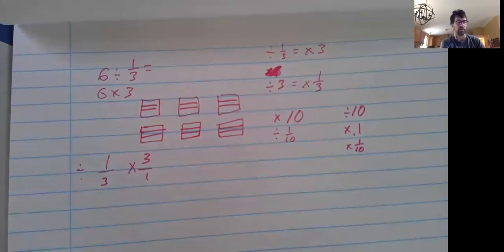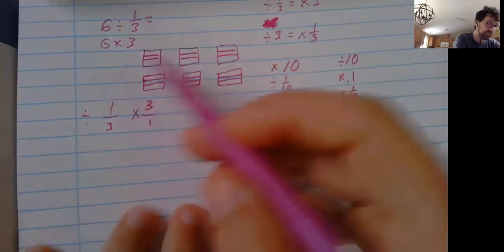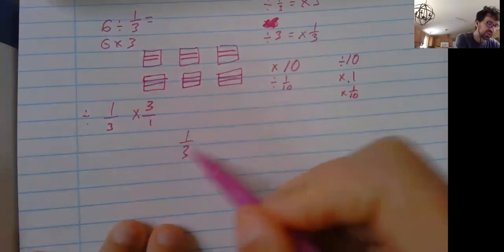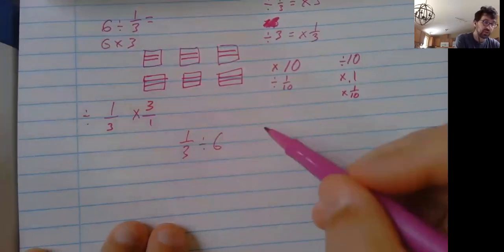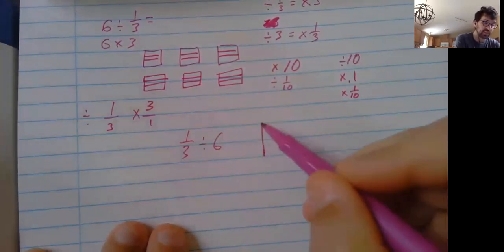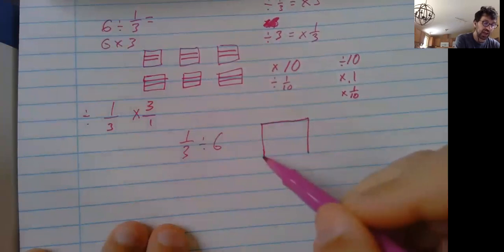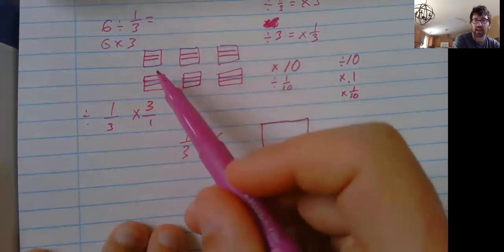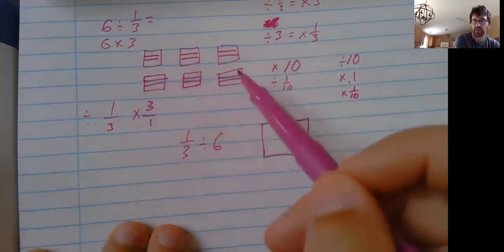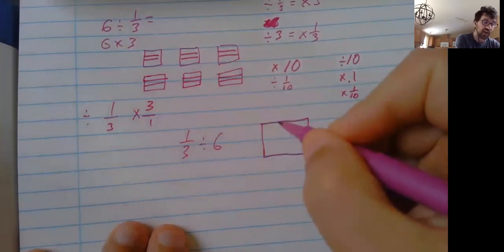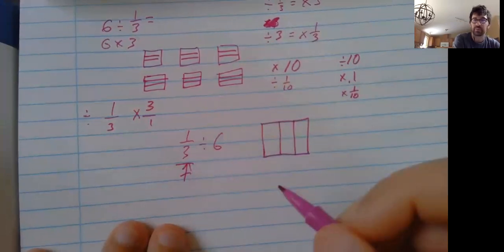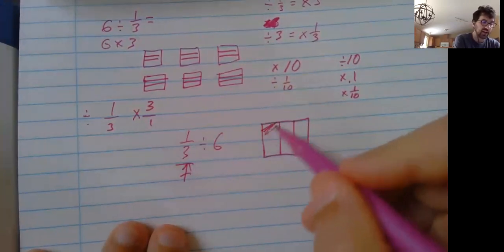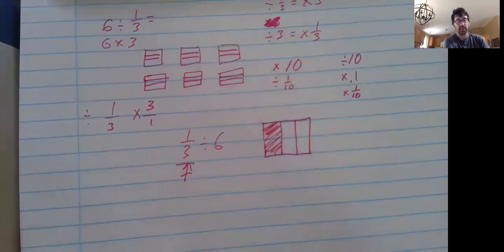Now let's say we have this problem, 1/3 divided by 6. When I look at this problem, it's important that I understand that my model needs to show what I have. The previous model showed what I had, which was 6 wholes. This model needs to show what I have, and what I have is 1/3, because that is the amount that is being divided up. So I have 1/3, okay, that's what I have.